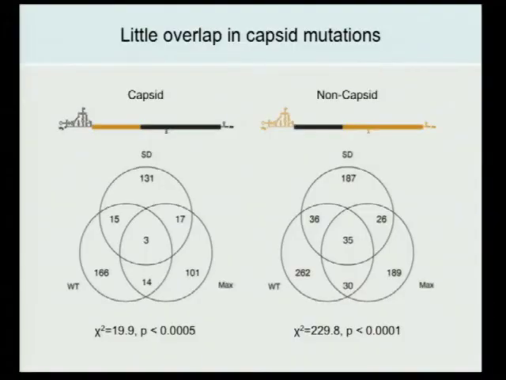In this particular analysis, we are comparing the capsid with the non-capsid, and you see many more overlapping mutations in the non-capsid region with respect to capsid. So again, it seems that when you move away from the sequence space, now you're starting to have different types of mutation accumulating in this region.